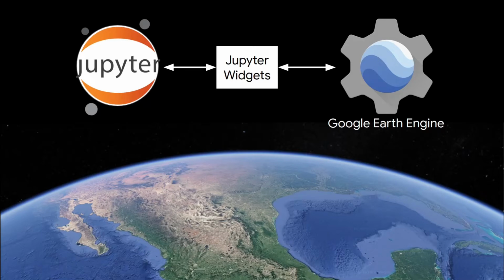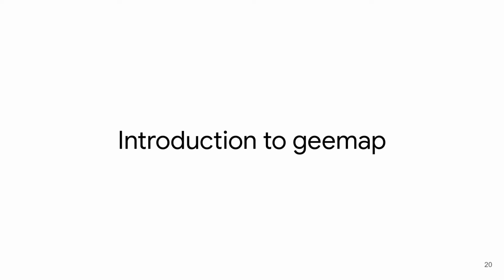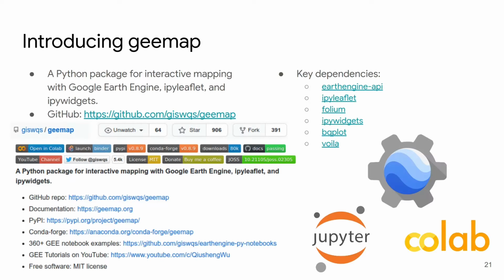So eventually, what we want to do is utilize the Jupyter Notebook ecosystem, and use Google Earth Engine to do the computation, but we use the Jupyter widget to create interactive components so that the user can interact with the map. You can also visualize and analyze the data easily. So this is what geemap is about, and it's an open source project.